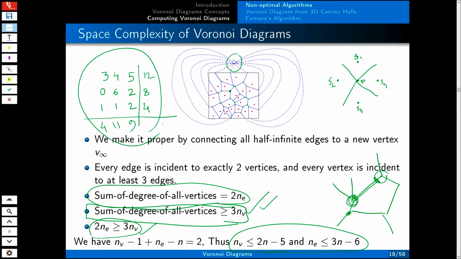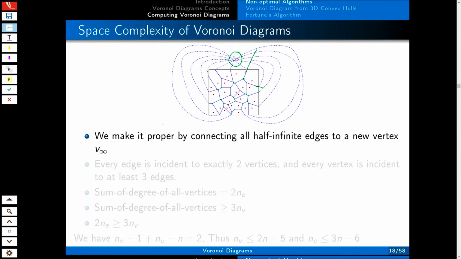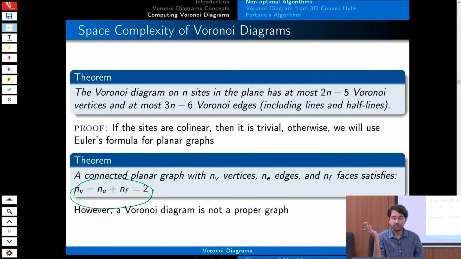So, we have settled that the complexity of the Voronoi diagram is linear, that is order n, because what is the number of edges? The number of vertices is 2n minus 5 and the number of edges is 3n minus 6, and we just ignore the constants and it is order n.